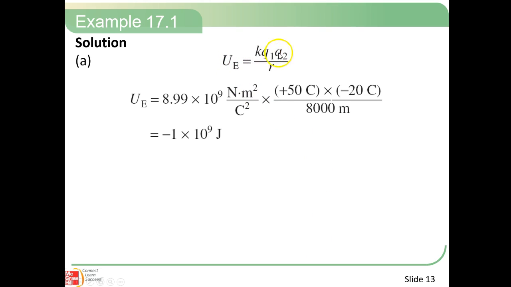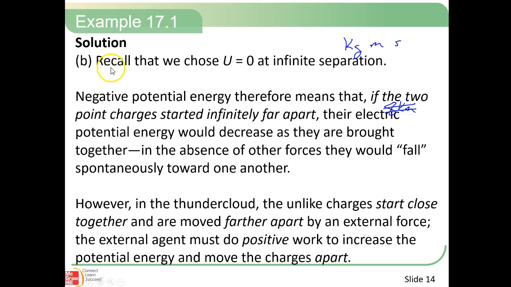We know that UE is equal to KQ1, Q2 all over R. So we've put in our 9 times 10 to the 9th for our constant. Here's the 50 coulomb positive charge at the top of the cloud, the negative 20 at the bottom, and then remember it was 8 kilometers, and we've got to keep everything in kilograms, meters, and seconds. So this 8 kilometers needs to go away, and we need to use 8,000 meters. So at this point we have negative 1 times 10 to the 9th joules. Notice that your energy here does become negative because I have two charges that will attract each other. If they're attractive, then the change in energy should be negative. That is part of letter A. Now let's go ahead and go to the next part, which is letter B.